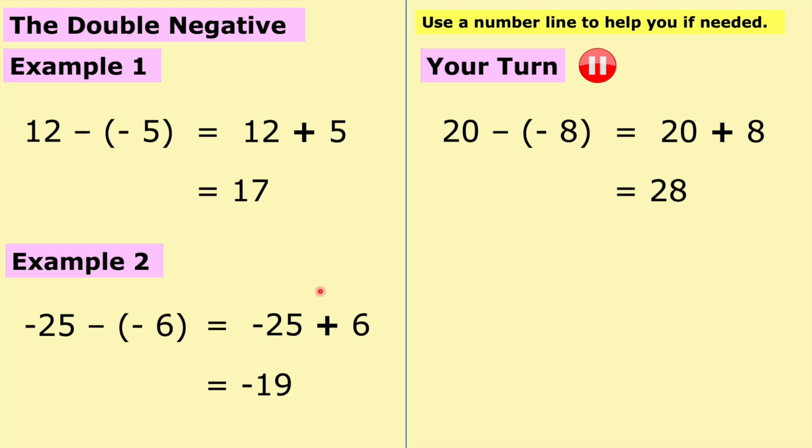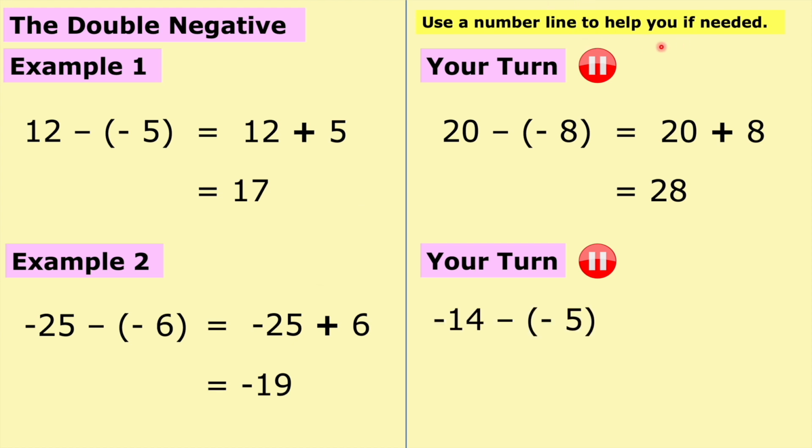And you've probably guessed it, another one for you to try. Using the number line if you need it. Can you please calculate negative 14 subtract negative 5? Okay, hopefully you've unpaused and you've given yourself time to calculate that. So starting at negative 14, I'm subtracting a negative, which is the same as adding. So I can just do negative 14 add 5 to get to negative 9. So well done if you got that.